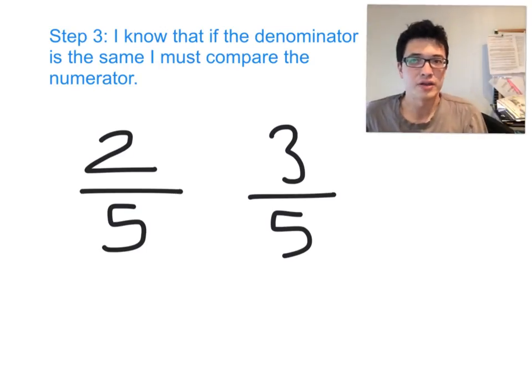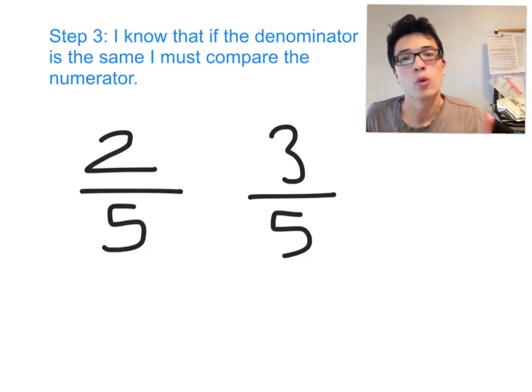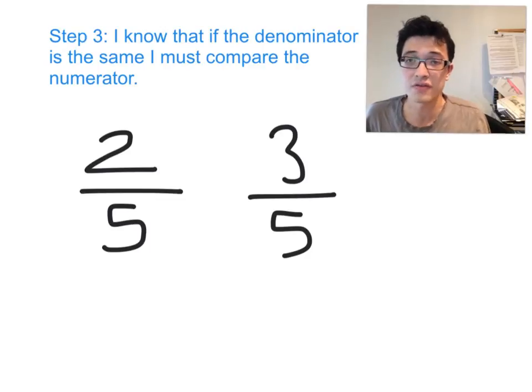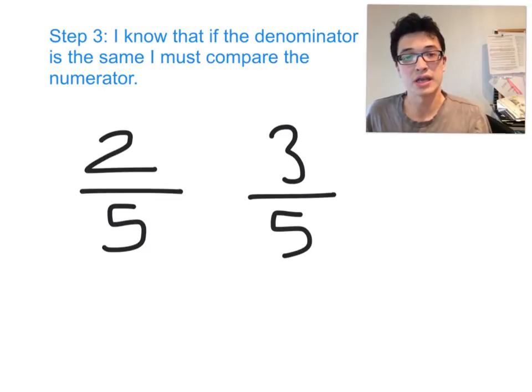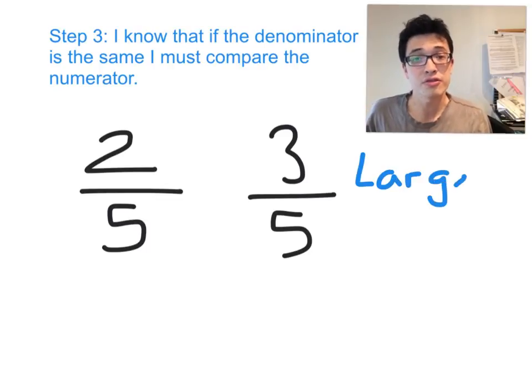Step 3. I know that if the denominator is the same, I must compare the numerator. So because the denominator in both 2/5 and 3/5 is 5, we need to actually have a look at the numerators to help us to decide which is the largest and which is the smallest. Now this is nice and simple, because we've got the number 2 in one fraction, and in the other fraction, the number 3. And we all know, being in year 3, which one is the larger number, which is the 3, which means that 2/5 is smaller than 3/5.